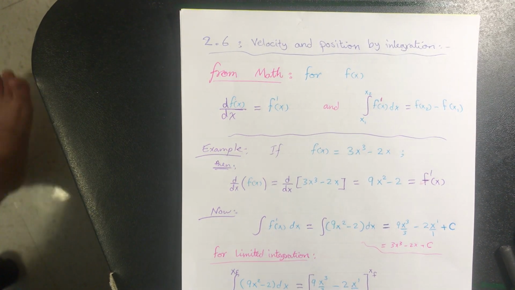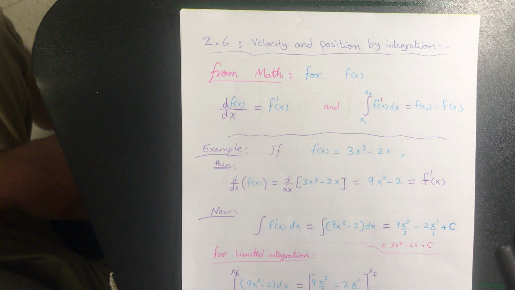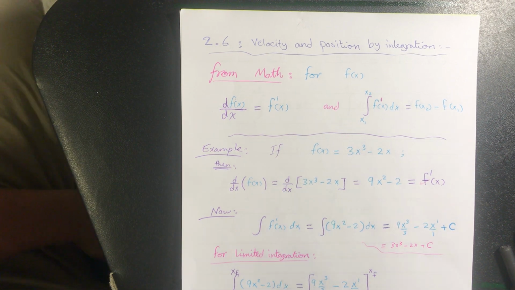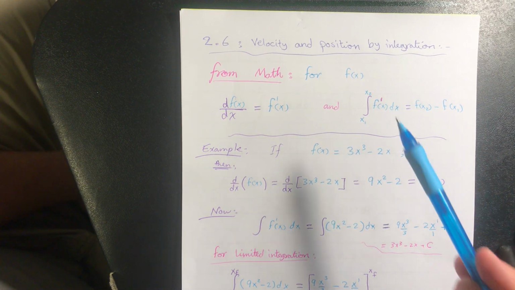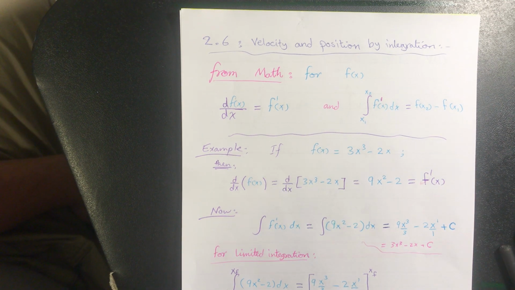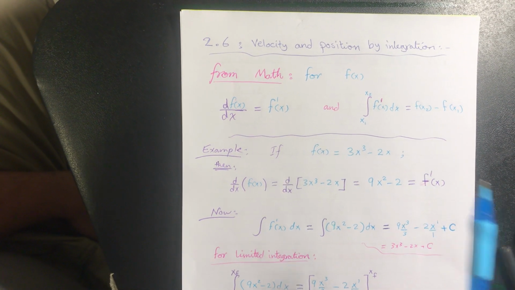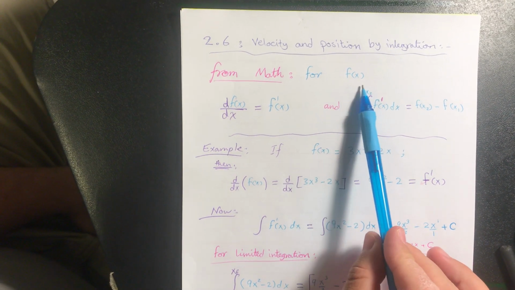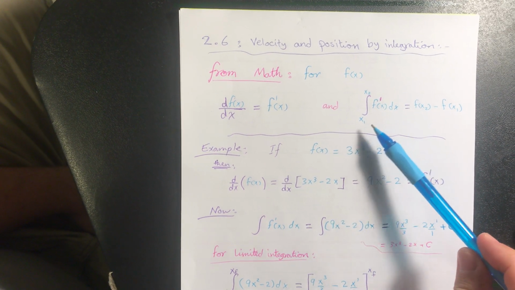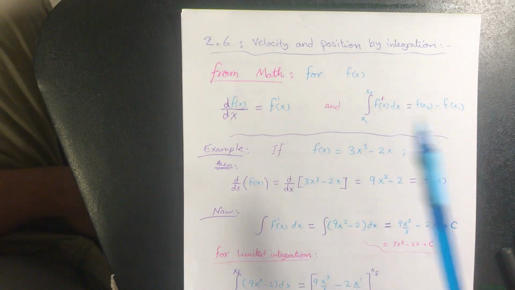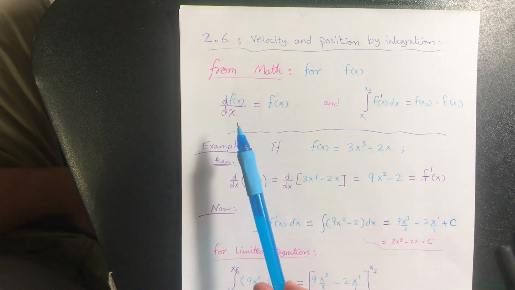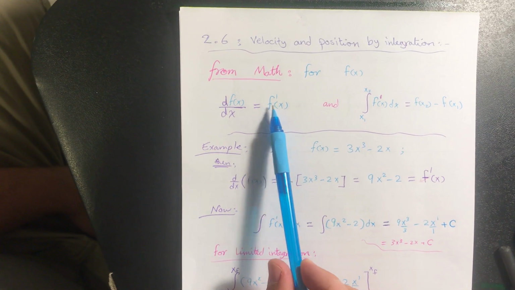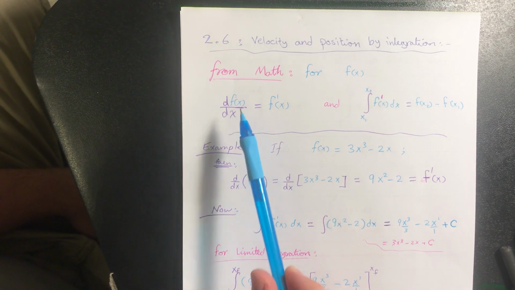We'll talk now about section 2.6, which is velocity and position by integration. From mathematics, we need to note that for f of x, we are talking math, not physics now in this part. For f of x, if we need to find f prime, we need to derive it with respect to x.